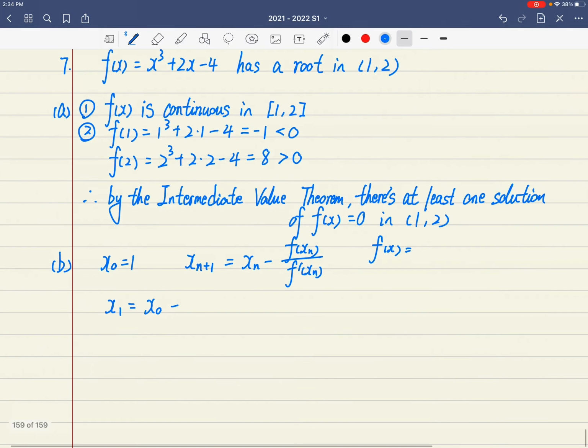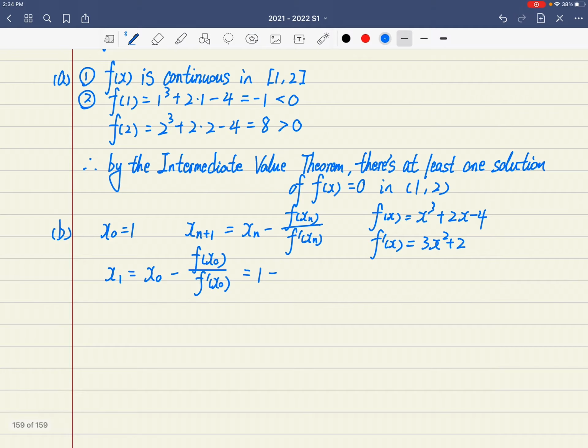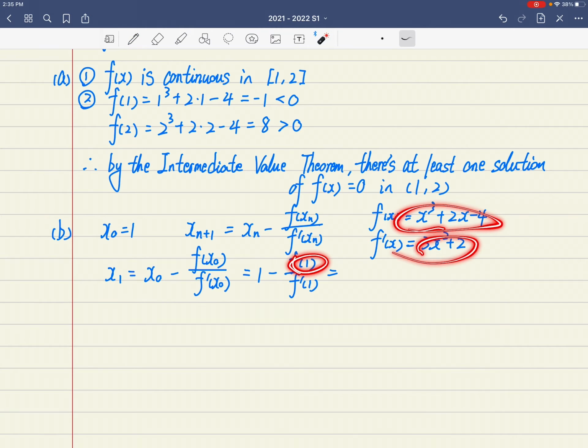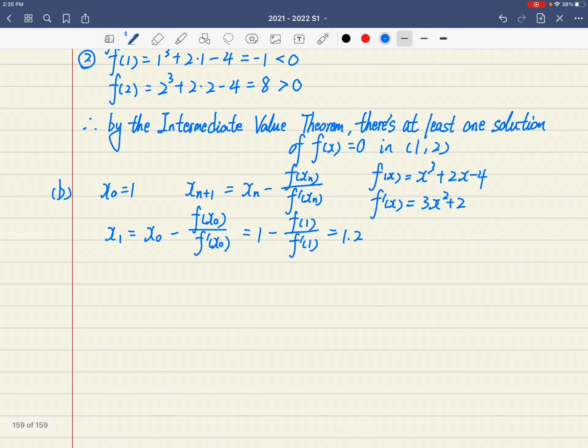So for example, x1 is going to be x0 minus, so what is f(x)? Okay, let's copy it down. It's x cubed plus 2x minus 4. What is f(x) derivative? It's 3x squared plus 2. So for example, x1 is x0 minus f(x0) over f prime of x0. Okay, so x0 is 1. Then f(x0) is f(1), minus f prime at 1. So here you just do the substitution, and you will get the answer. It is 1.2.